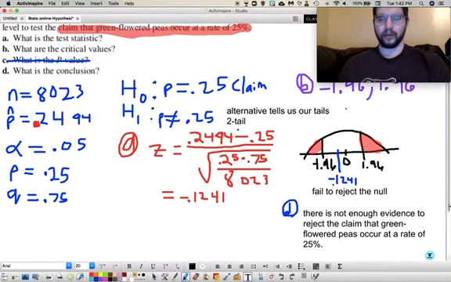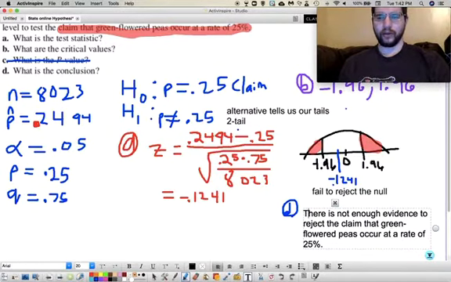Again, you have to know that chart. If you don't know that chart, you won't be able to answer the conclusion. You'll get 0 points on your final. So there's not enough evidence to reject the claim that green flowered peas occur at a rate of 25%. We failed to reject the null. Claim was in the null. Not enough evidence to reject the claim.